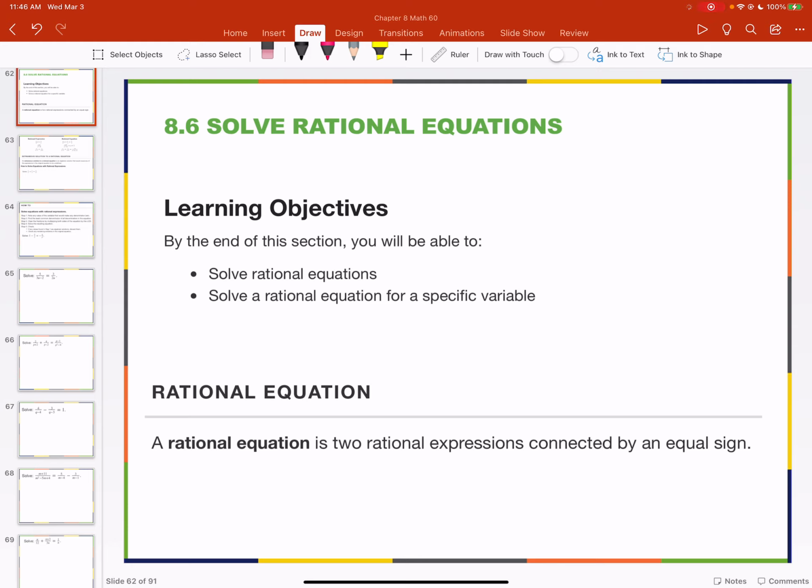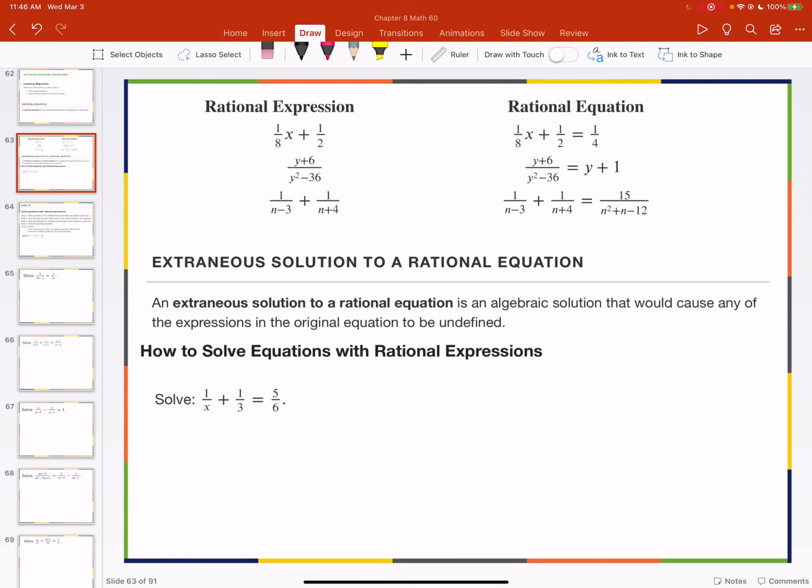Okay, so we just learned how to use LCD for rational expressions. But before we do that, we can talk about the difference between a rational expression and a rational equation. A rational expression does not have an equal sign. That's why it's called an expression. Just like when you have a sentence without final punctuation, it's not a complete sentence, right? So a rational equation involves an equal sign.